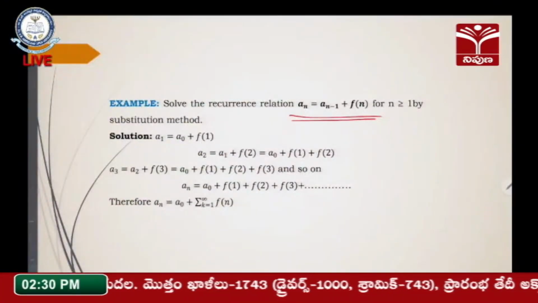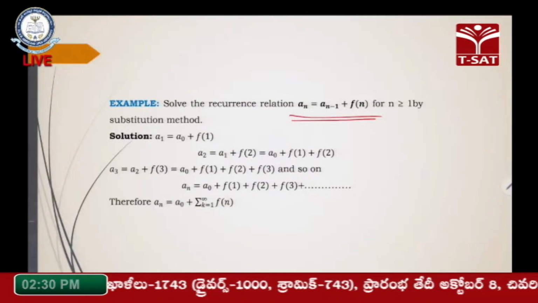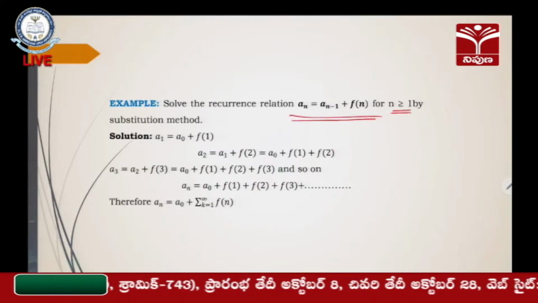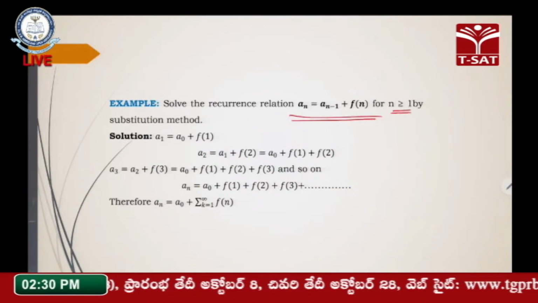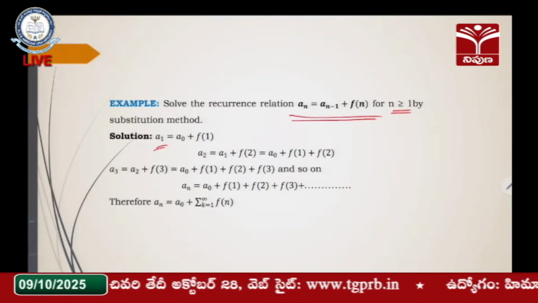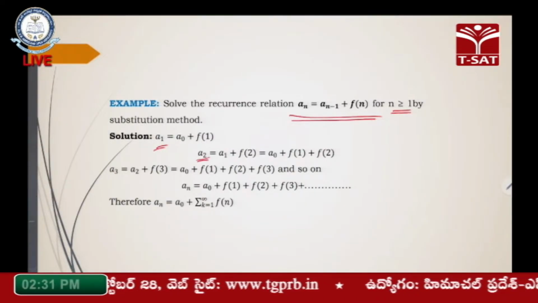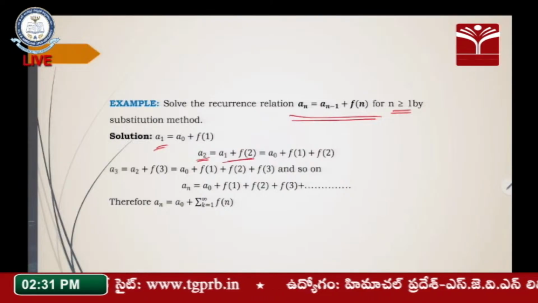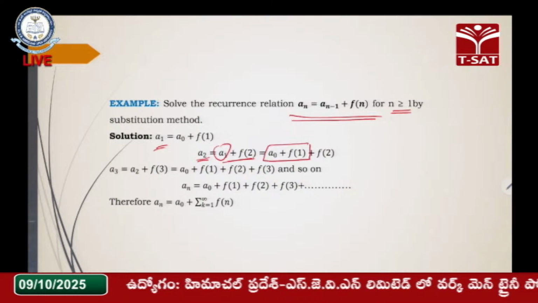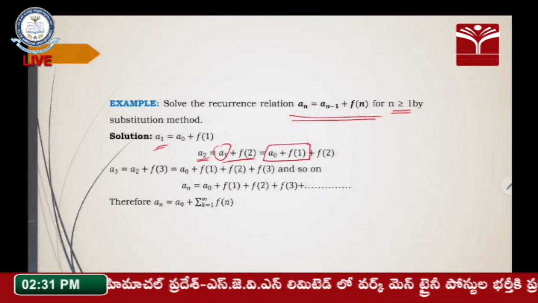Suppose you are given the recurrence relation an equal to an minus 1 plus f of n, where n is greater than or equal to 1. So, you find a1. a1 is a naught plus f1. Again, what is a2? a2 is a1 plus f2, but again a1 is a naught plus f1, so a2 is a naught plus f1 plus f2. Yes. So, substitute like that.